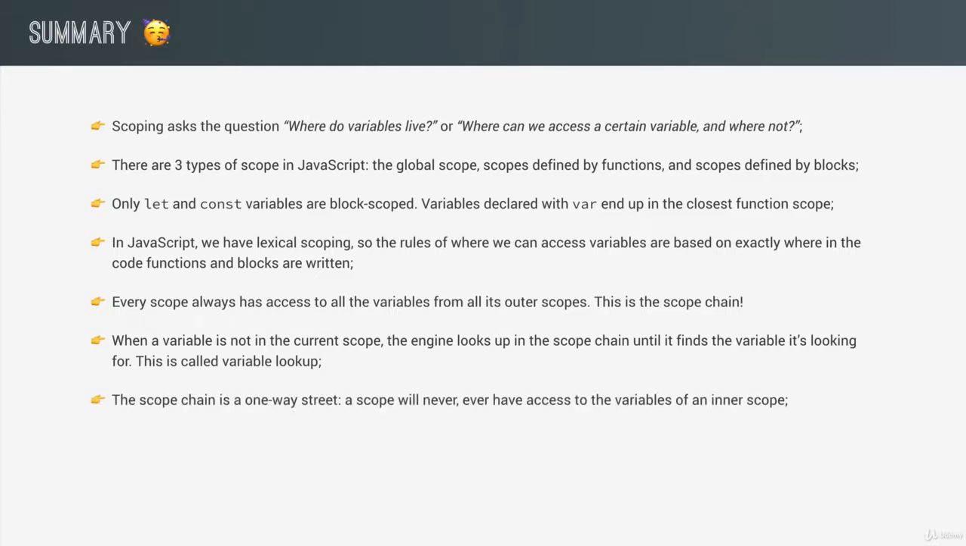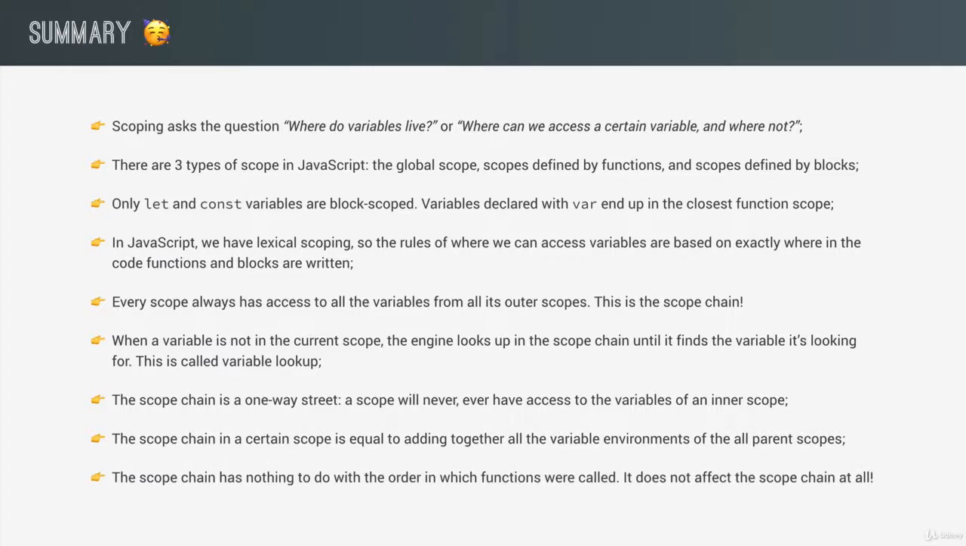So a scope will never ever have access to the variables of an inner scope, only of outer scopes. We can also think of the scope chain in a certain scope as being equal to adding together all the variable environments of all the parent scopes. And finally, we need to keep in mind that the scope chain has nothing to do with the order in which functions were called. So the order of function calls does not affect the scope chain at all.